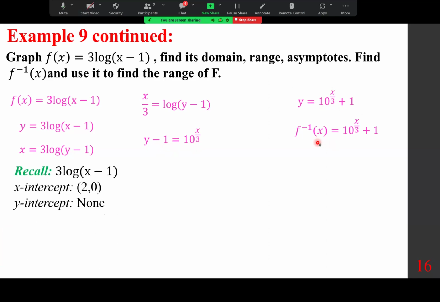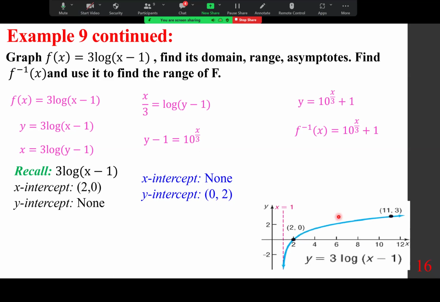Now, recall that for this function in the previous page, we got the x-intercept of 2, 0. Now we're going to have a y-intercept of 0, 2. And y-intercept is none, now x-intercept is none. So the x-intercept 2, 0 becomes the y-intercept 0, 2, because it's an inverse function.